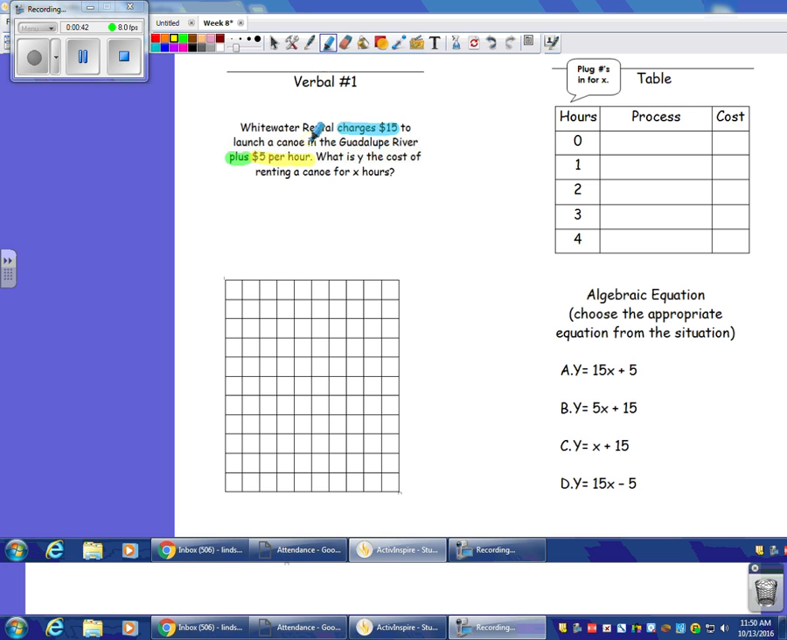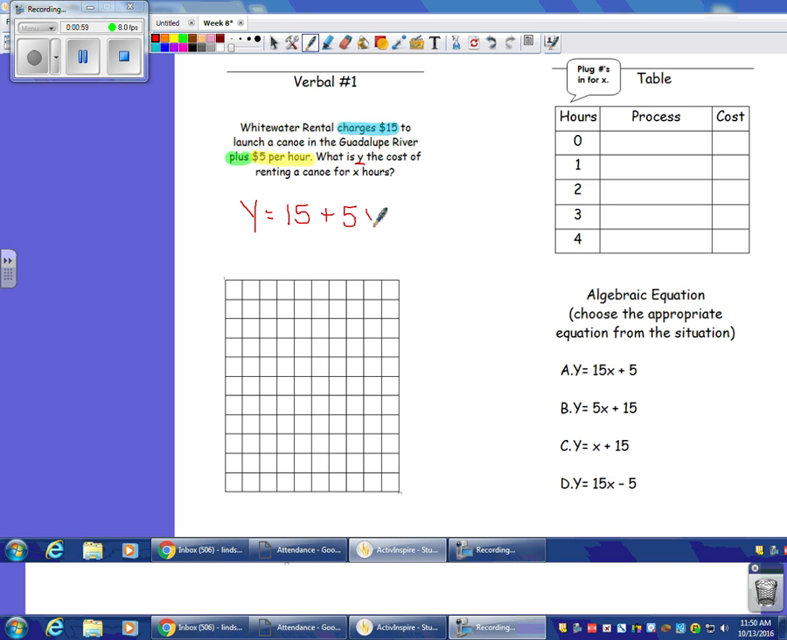If I were going to write an equation, we know we're trying to figure out Y because we don't know the total. So I'm going to write Y is equal to, they charge 15, meaning I have to pay that no matter what, 15 plus, the way you would write 5 per hour is 5x.